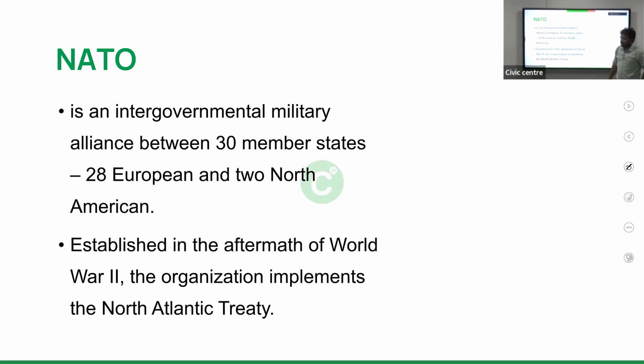Next is North Atlantic Treaty Organization. Its headquarters is at Brussels. They have a very important statement: attack on one is considered as attack on all. That's the founding statement.